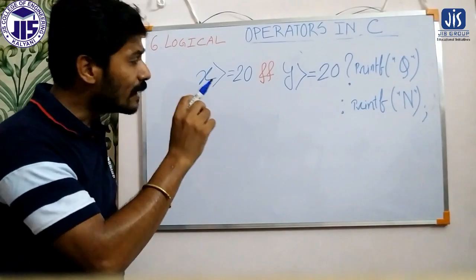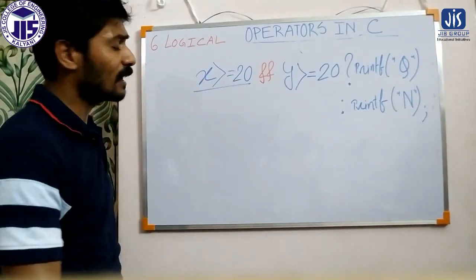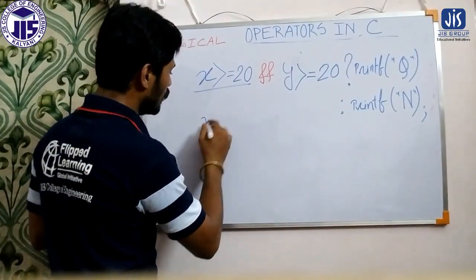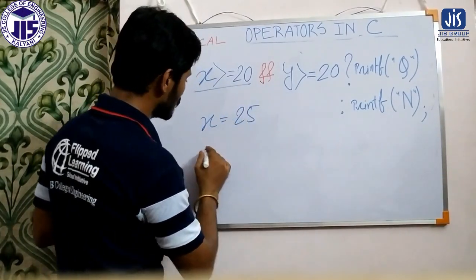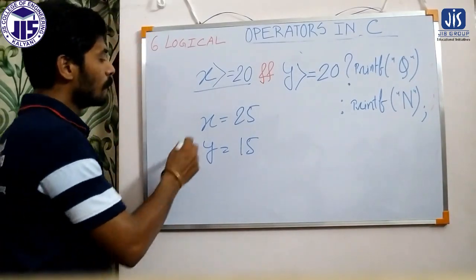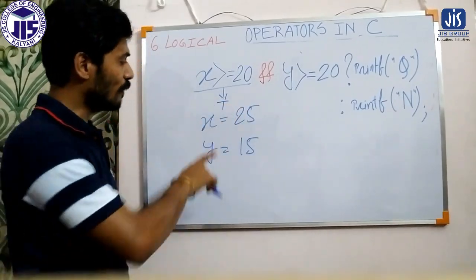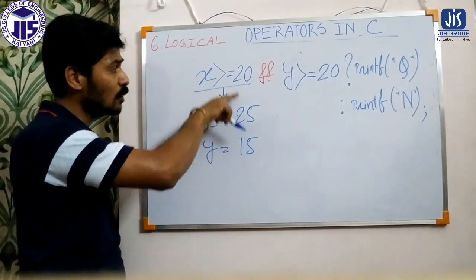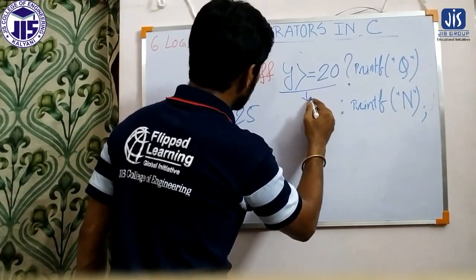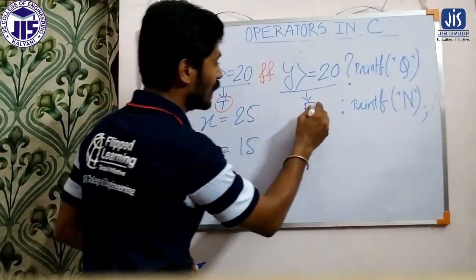Now here the rule is that if the value of X is greater than or equal to 20, and the value of Y is also greater than 20, then it will qualify. For example, the value of X is 25, and the value of Y is equal to 15. That means the first condition will be true, because X is 25, which is greater than 20, and the value of Y is 15. So this condition is false. So the first condition is true and the second condition is false.